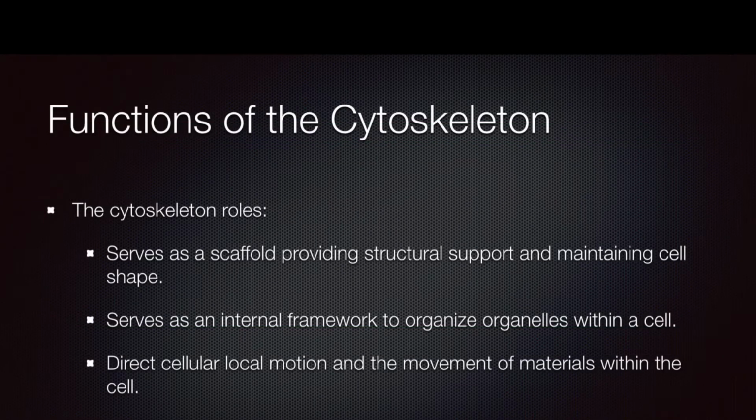Now we're going to go over some of the main functions of the cytoskeleton. The cytoskeleton serves as a scaffold, providing structural support and maintaining cell shape. It serves as an internal framework to organize organelles within the cell. It also directs cellular locomotion and the movement of materials within the cell.